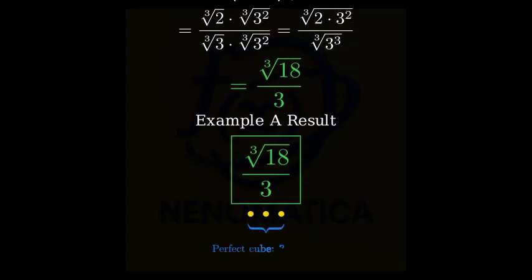Quick intuition. Because we take cube roots, we want groups of 3 equal factors in the denominator. One factor of 3 needs 2 more 3's to make a perfect cube. That's why we used 3 squared.